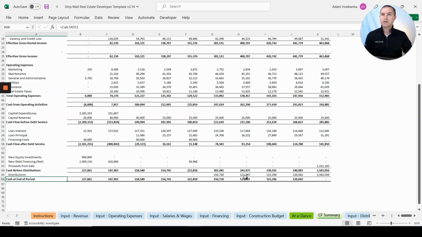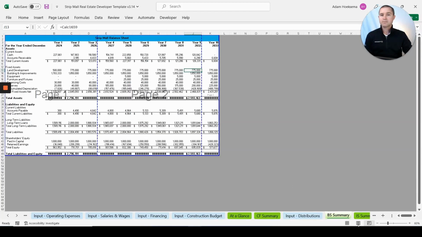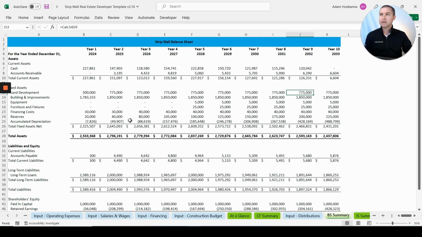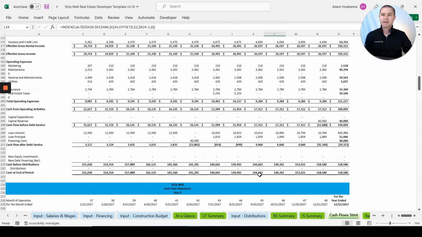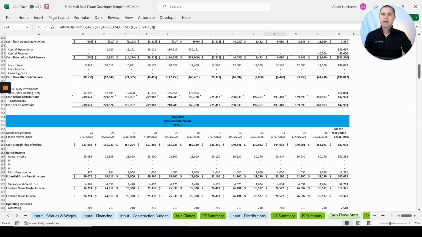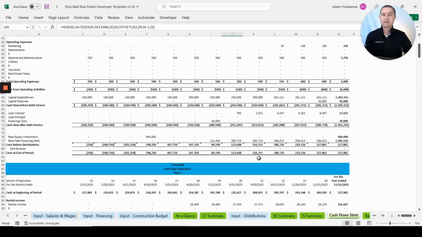This is a 10-year model, so we have a 10-year cash flow summary, a 10-year balance sheet summary, and a 10-year income statement summary. And then we actually have the cash flow, balance sheet, and income statement all broken down by individual months. So if you need that monthly level detail as well, we have that included for all 10 years. Now, that's the report out section of the model.